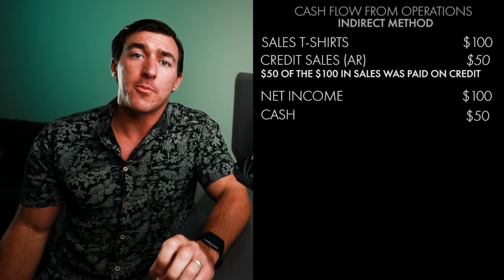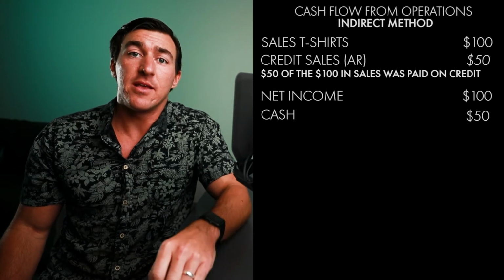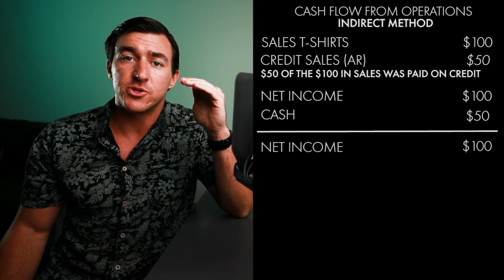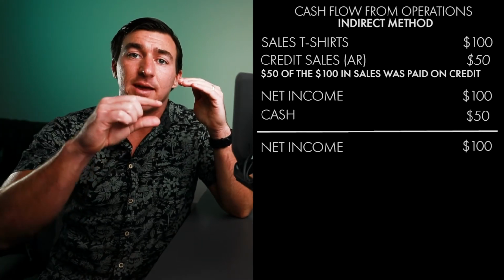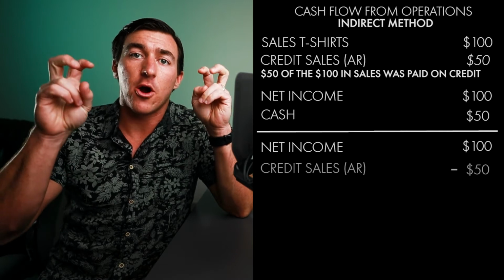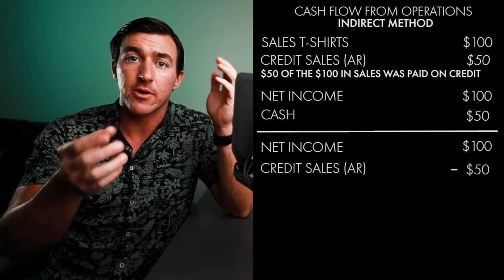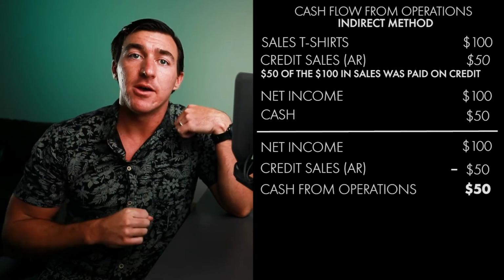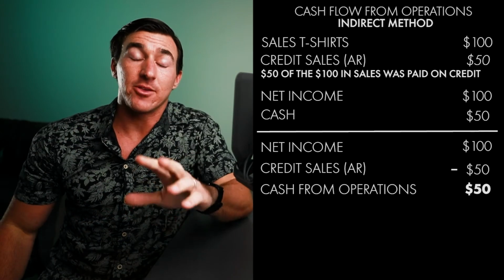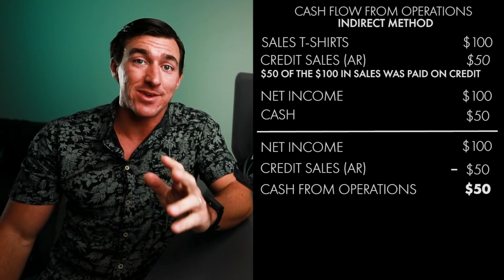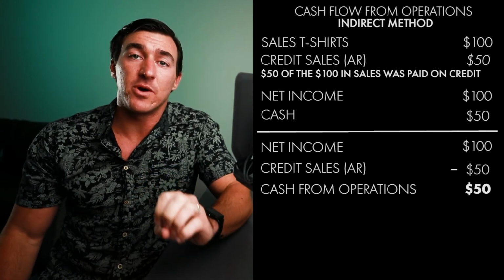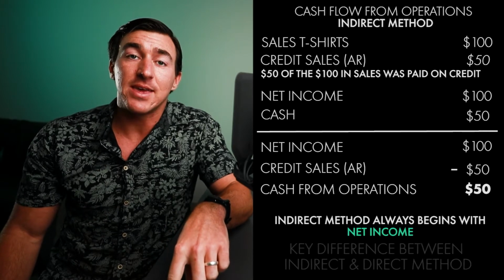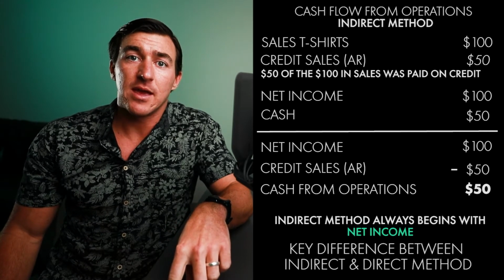So how cash flow from operations would work in the indirect method is I would start with my $100 in profit that I got from selling my t-shirts, and I would actually subtract that $50 in AR, accounts receivable, that we talked about earlier, from that balance to get my new cash from operations of $50. Now it's a bit complicated, and I promise you it even gets a little bit worse here. But I just want to make sure you understand that the indirect method always begins with net income. That's a key difference between them and the direct method.